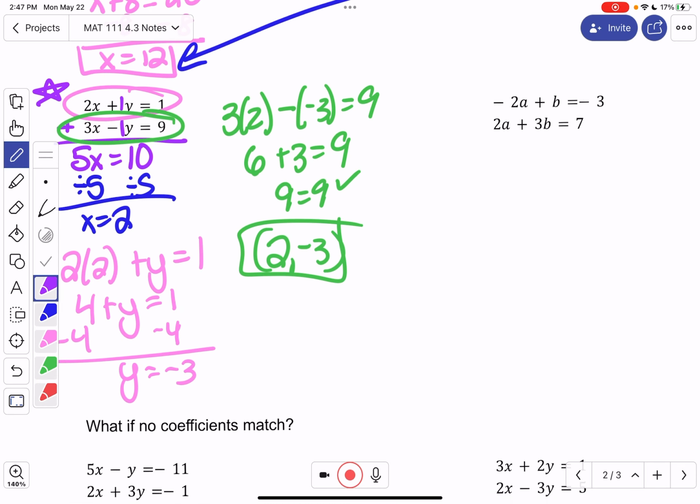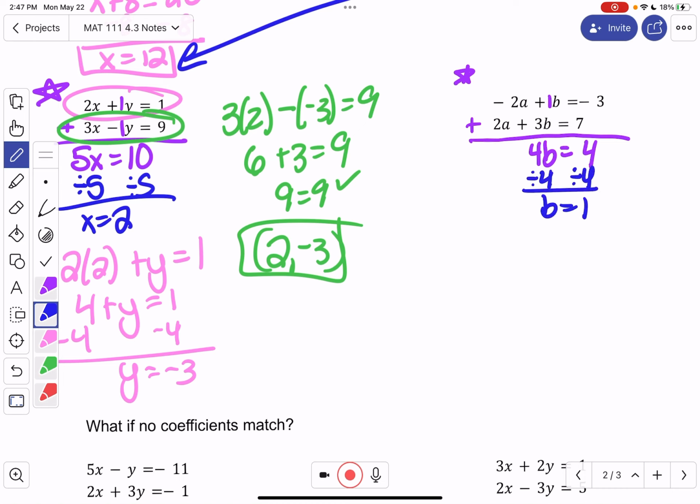The next problem over to the right. This one, you're solving it the same way. Doesn't matter that it's a's and b's. So pause the video, try this one, see how you do, and then come back and check. The a's have the same number but different signs, so I'm going to add everything. Negative 2a plus 2a is 0. 1b plus 3b is 4b. Negative 3 plus 7 is 4. Divide both sides by 4, and I get b equals 1.